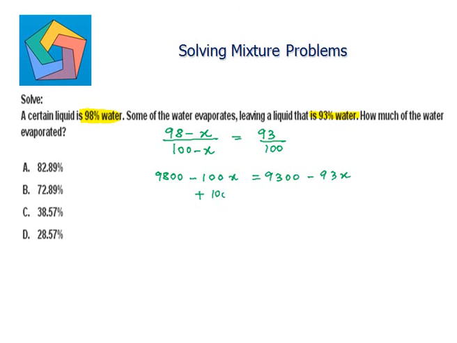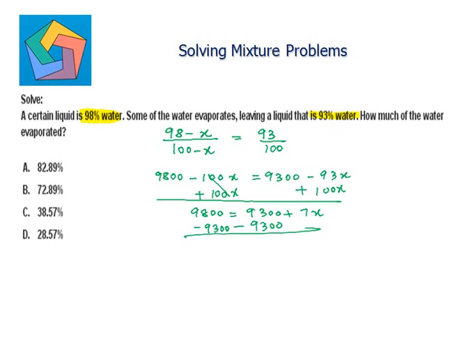Adding 100x both sides, 9800 should be equal to 9300 plus 7x. Subtracting 9300 both sides, 500 is equal to 7x. Dividing by 7, this implies x is equal to 500 by 7 units. Now, this means that 500 by 7 units of water evaporated.